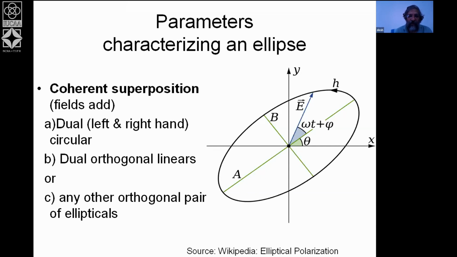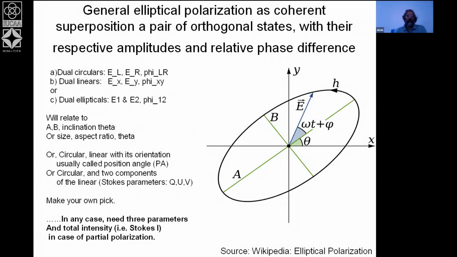If you want to take those as pairs, you can also express any other ellipse as a superposition of it. But what we really require then is three numbers somehow to describe the ellipse completely. Either you can express this, as I said, as two circulars, in which case you need to know the magnitude of the fields and the relative phase difference. So I'm indicating that as E_L, E_R, L for left and R for right, and phi_LR is the relative phase difference between oscillations in the L and R.